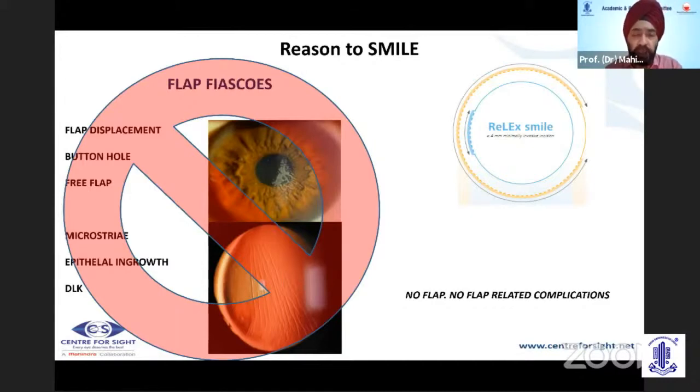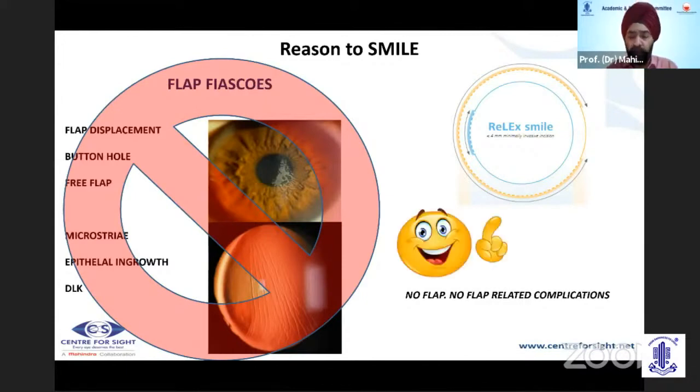The important thing is to diagnose flap stria at the earliest, dilate the pupil, do a retroillumination, do an aberrometry if required, and see how comfortable or uncomfortable the patient is. You should intervene at the earliest possible if the patient is having discomfort and if the stria are coming into the visual axis. So that is what I would wish to say for management of flap.